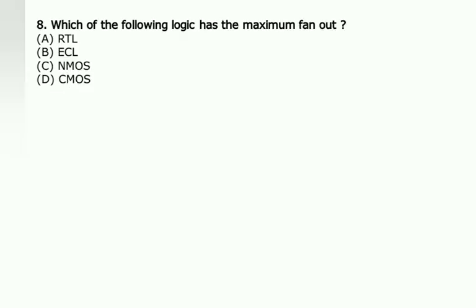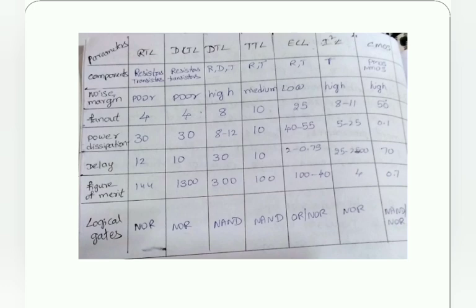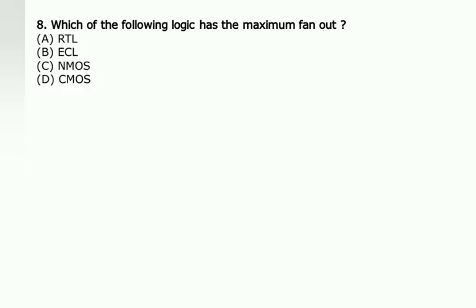Which of the following logic has a maximum fan out? So to find out the answer for this question, first we will check this table. So given the different types of logical gates here, the fan out of CMOS is having the maximum fan out. So from the given options, CMOS is the correct answer because it has the maximum fan out of 50. So the correct answer is CMOS. Option D is the correct answer.